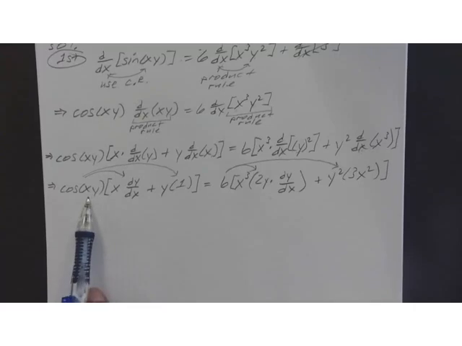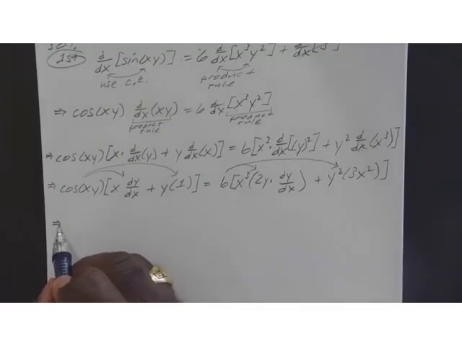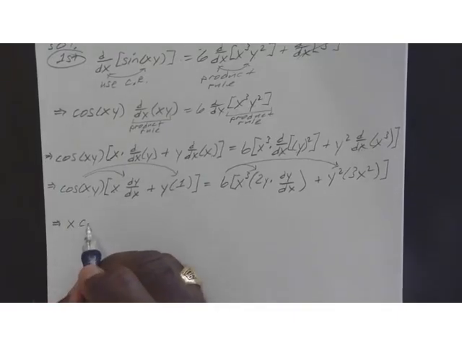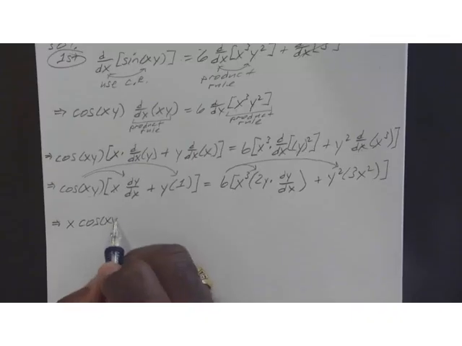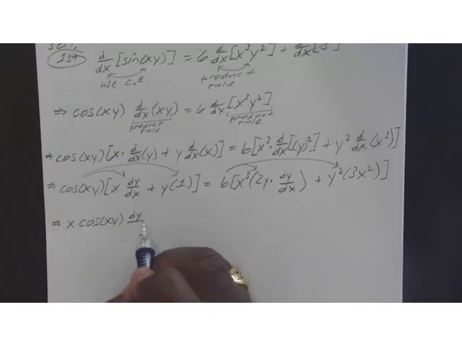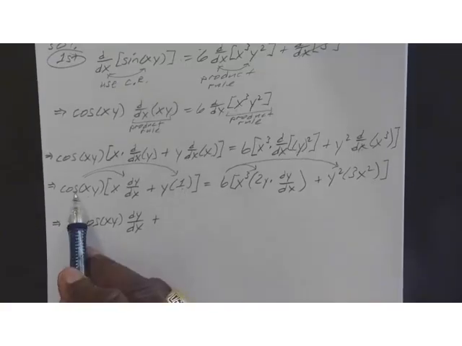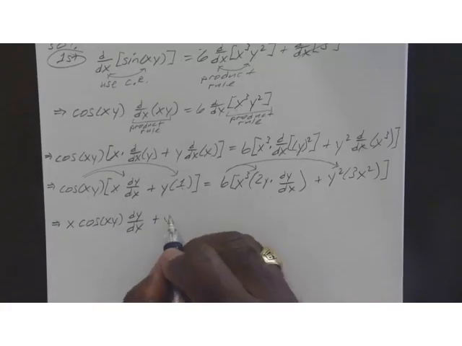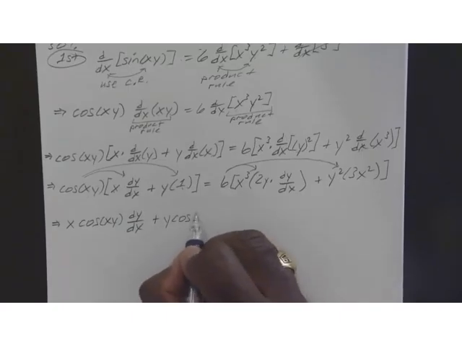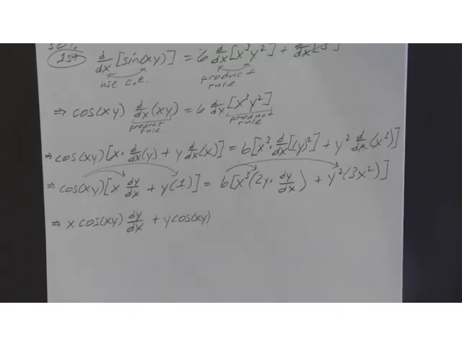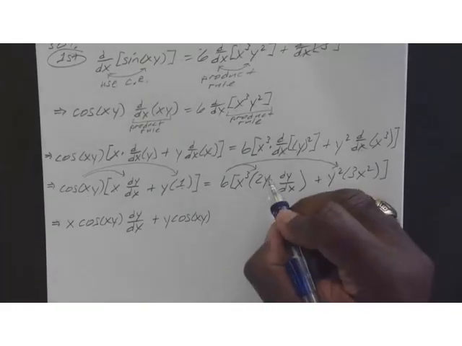Okay, so we have cosine of xy times x times dy dx. And again, it doesn't matter what order you put them in. So I'll just say x times cosine of xy times dy dx. Plus, well, y times 1 is just y. So we have y times cosine of xy.